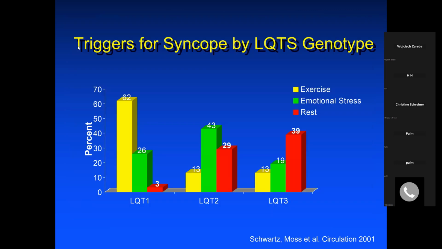And this also relates to the triggers of cardiac events. As I mentioned, in long-QT type 1, most of the events are triggered by exercise. In type 2, by emotional stress and arousal, like an alarm clock at night. And in long-QT 3, the events unfortunately occur even without a warning during rest or sleep.